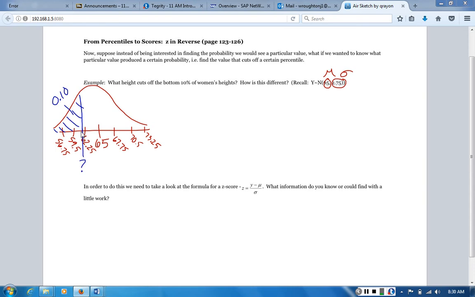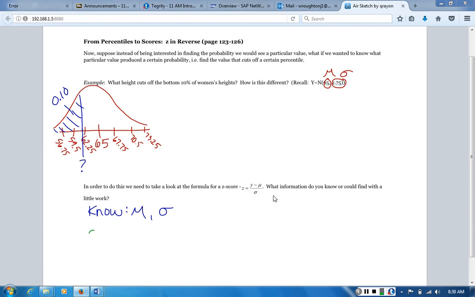So as you can see from the picture, it's different. Before we knew the number along the bottom and we were trying to find the shaded area. This time we know the shaded area and we're trying to find the number along the bottom. So we're going to start by looking at our Z formula that we already have and figure out what information we already know or could find. Well, things I know, right? I already know the mean and I already know the standard deviation, right? Those are things I know.